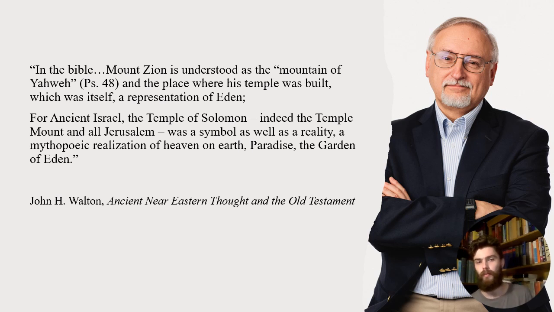So Mount Zion, for example, is understood as the mountain of Yahweh in Psalm 48, and the place where his temple was built, which was itself a representation of Eden. For ancient Israel, the Temple of Solomon, indeed the Temple Mount and all of Jerusalem by extension, is a symbol of this reality, a mythopoeic realization of heaven on earth, paradise, the Garden of Eden. Mythopoeic simply meaning the way that a story is conveyed as relating to a reality. So a mythological concept that's made manifest through the stories and legends of a culture. And this all connects to the first temple, which in the biblical understanding is Eden.